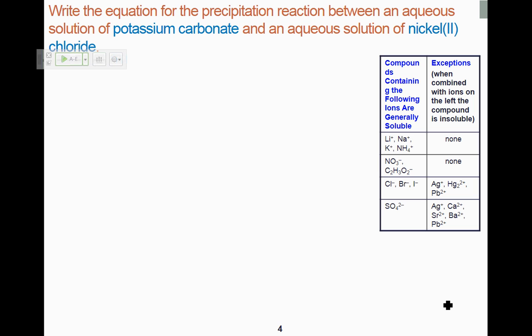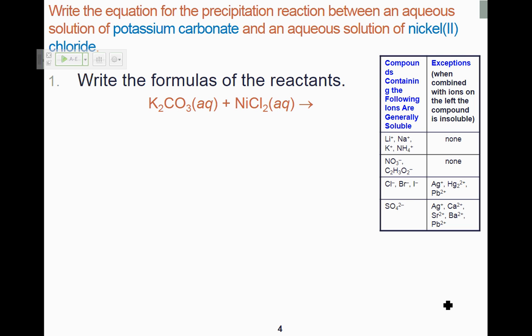So here we want to write the precipitation reaction between potassium carbonate and nickel chloride. And this is just our solubility rules, well, the ones that pertain to this problem for us to look at, which of course you're going to need. So our first step, write the formulas of our reactants, because they're given to us in the name. So we need to know what that looks like. So what we have is potassium carbonate.